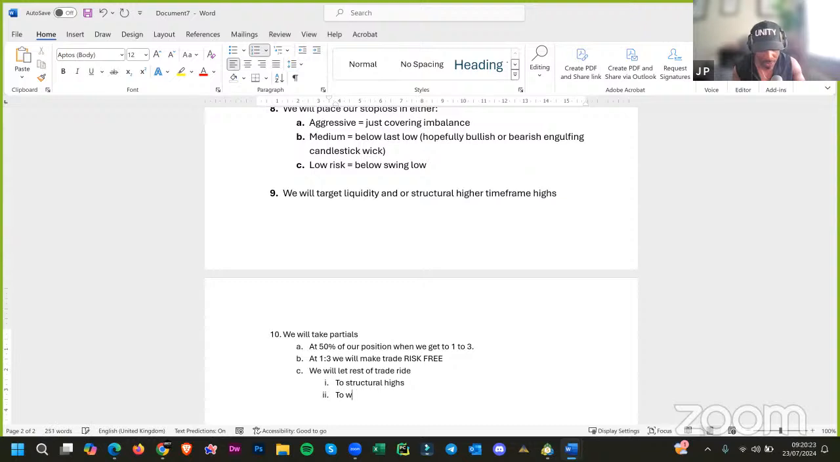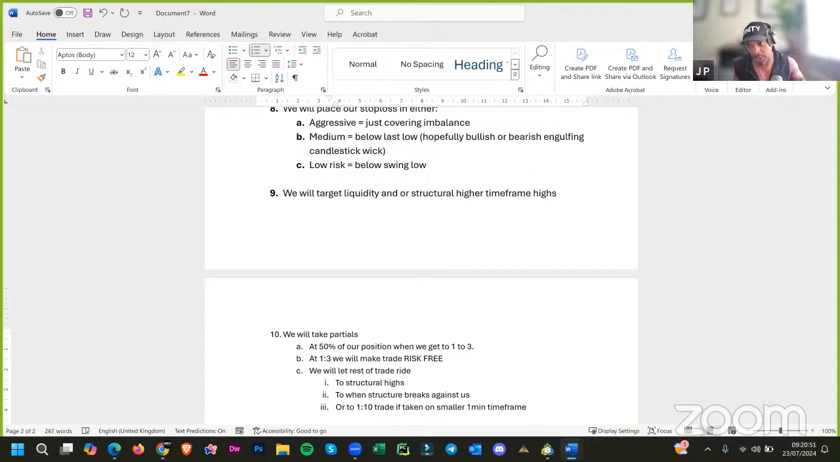Or we let it ride to when structure breaks against us, which you all know what that is, when you get indication, correction, continuation against you, or to a 1 to 10 trade, if taken on a smaller 1 minute time frame.